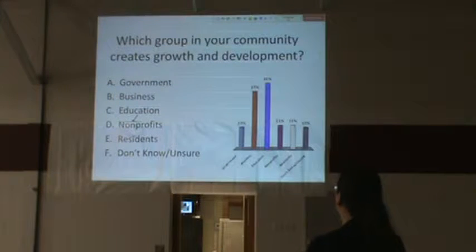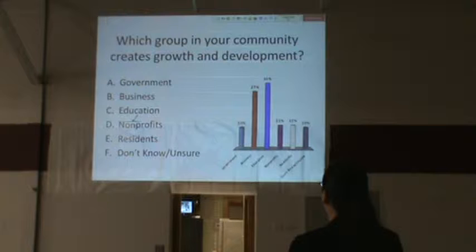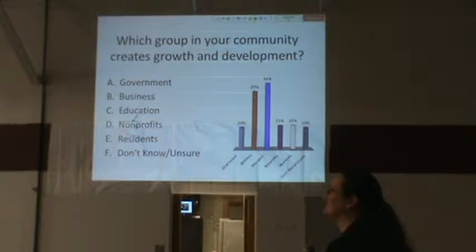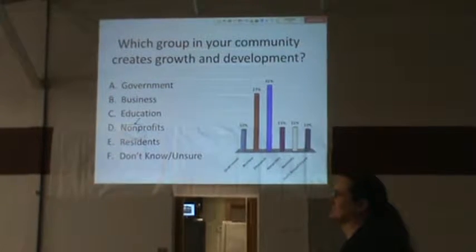Okay. Looks like education is the highest, followed by business. So we've got 10% for government, 27% for business, 31% for education, 11% for nonprofits, 11% for residents, and 10% say don't know or unsure. So I'm curious, just those people who entered education as a primary mechanism for growth and development, in what way do you see education providing that mechanism?